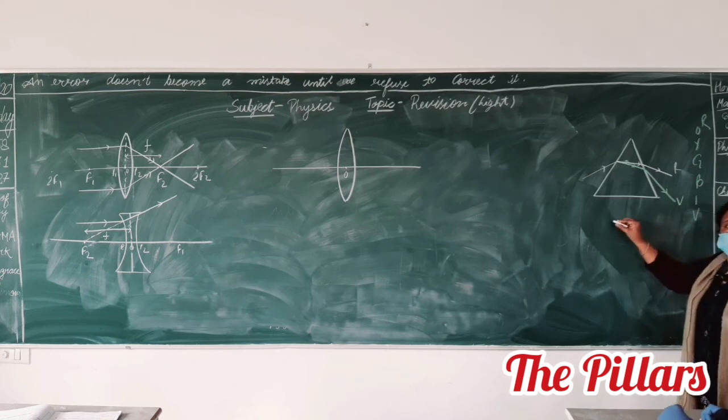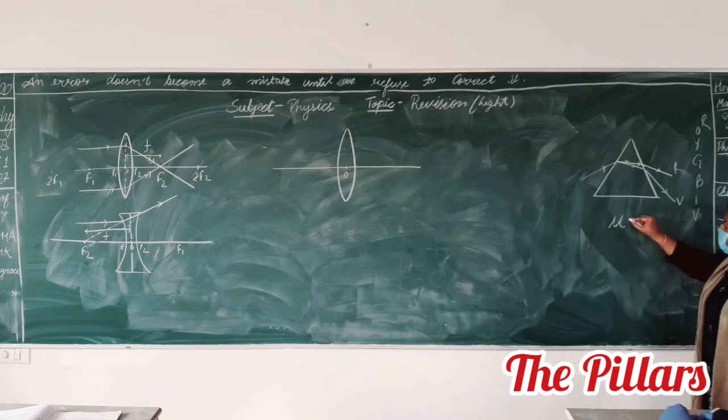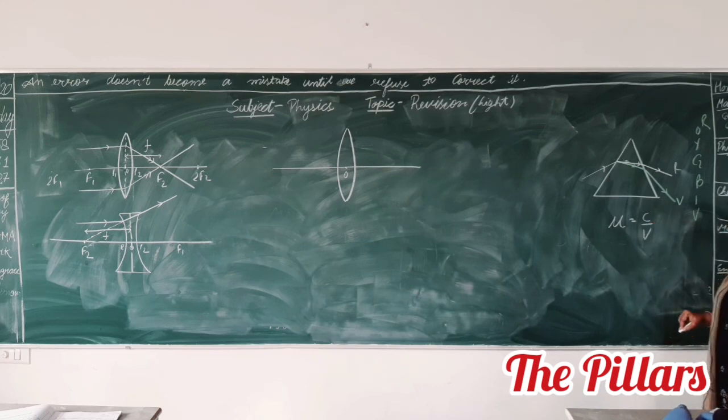Look here. You know mu is equal to C upon V, the absolute refractive index. C is the speed of light, 3 into 10 to the power 8 meter per second. This is constant, so mu is inversely proportional to V, the speed of light in the medium, not the speed of the medium.